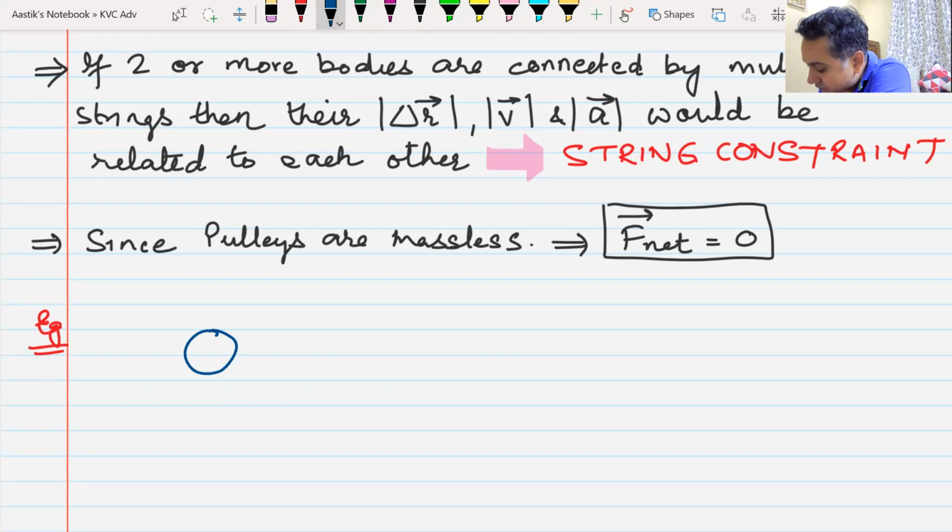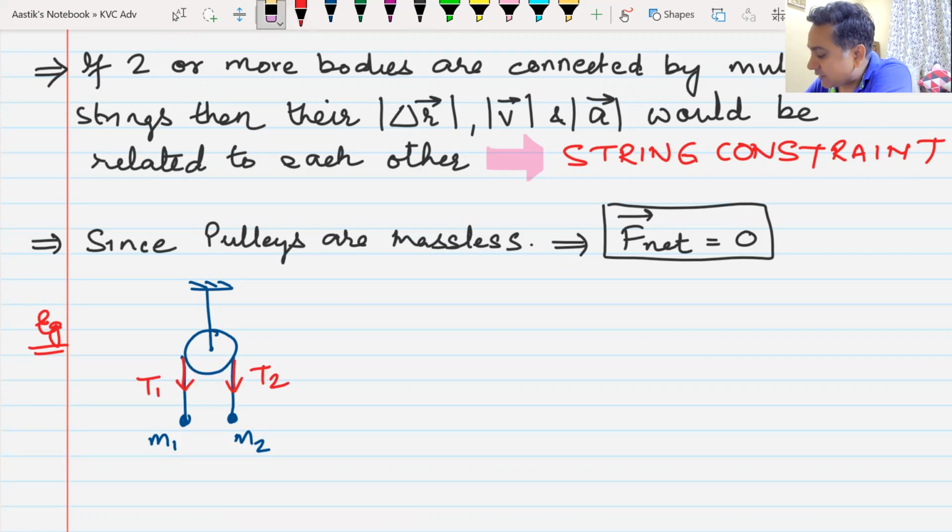Now that is an important implication, because this implication can give us some very important results. For example, if I have a pulley like this, and it is attached to two blocks, M1 and M2. If I look at what is the force acting on the pulley, this is tension T1. This is tension T1. Why am I writing two?